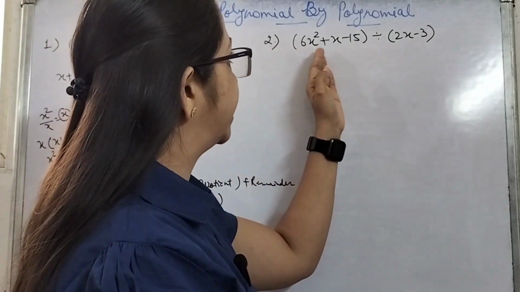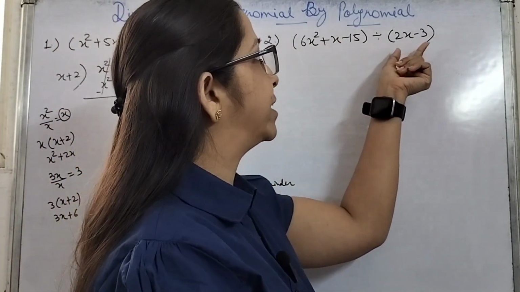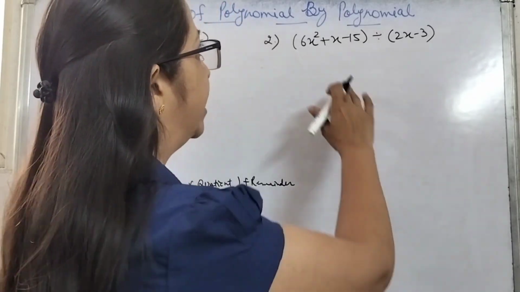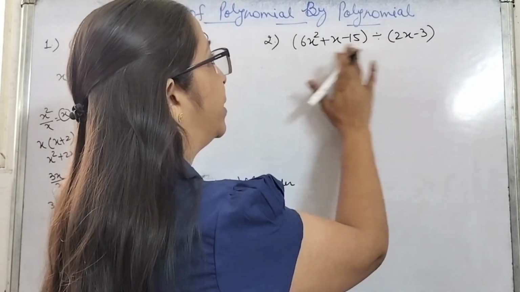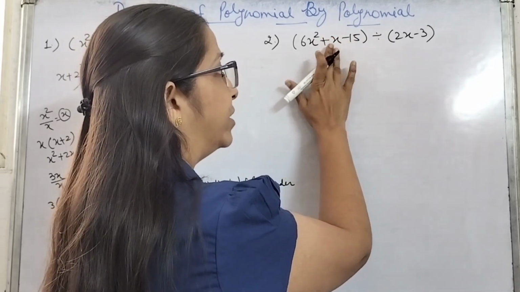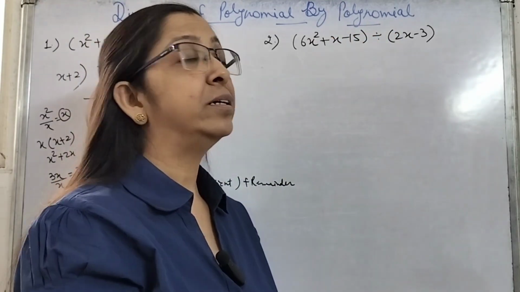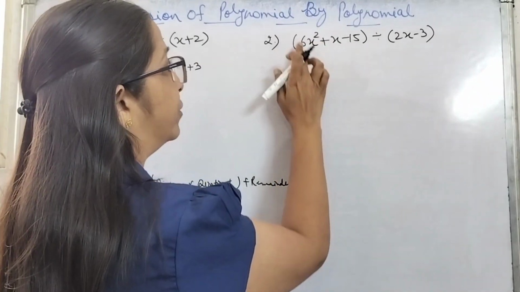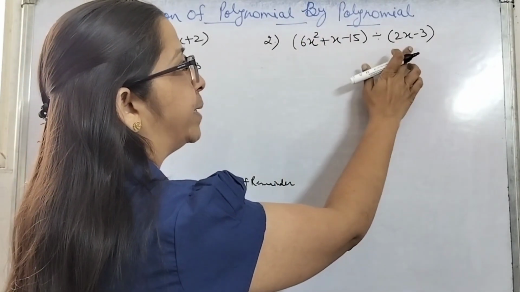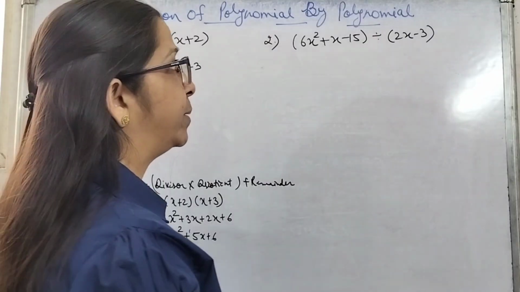Over here again we can see that your dividend and divisor are arranged in the descending order of the degree. If they are not arranged, first of all we will arrange both of them, dividend and divisor, in the descending order of the degree. Now what we will be doing is, we will take the first term of the dividend and the first term of the divisor. We will be dividing it.